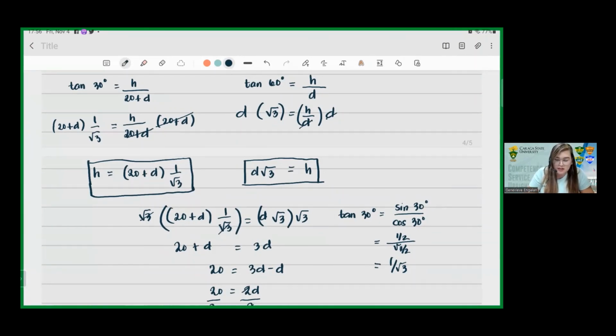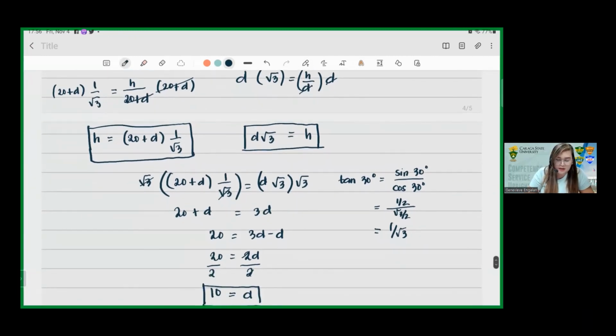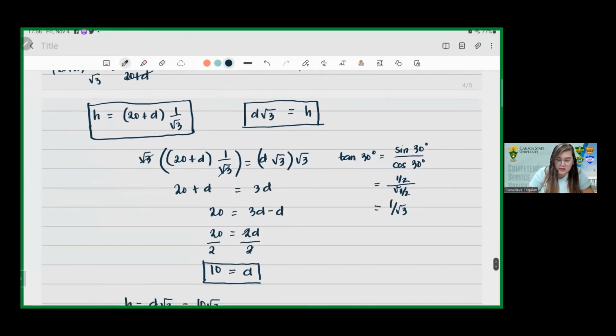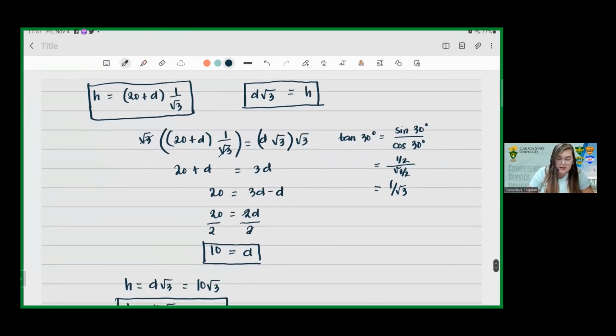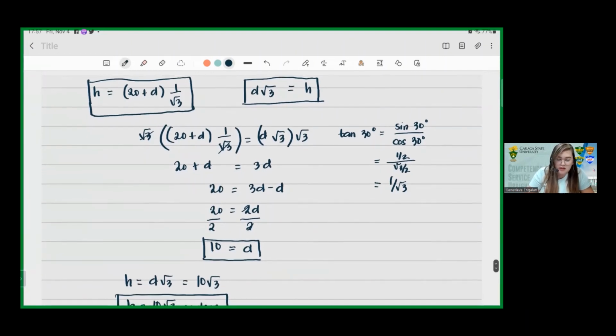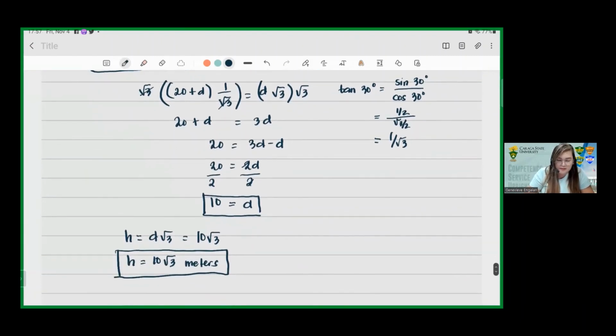So, to get rid of the square root of 3 in the denominator, we multiply both sides by square root of 3. On the left the square root of 3 cancels, and on the right, square root of 3 times square root of 3 is 3. So it becomes 3d. So, addition property of equality, you have 20 is equal to 3d minus d. So, what is 3d minus d? That is 2d. Divide both sides by 2. So, our d is 10.